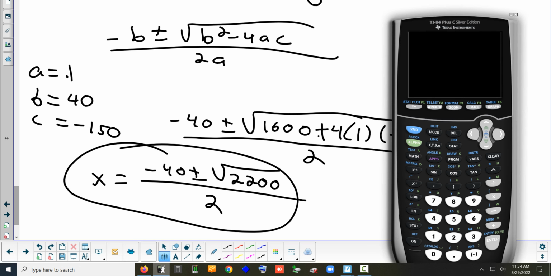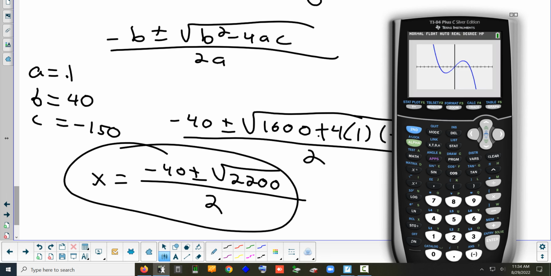Now, the quadratic equation always gives you 2 answers, but there is only one width of the sidewalk, and that's what we're solving for. So one of these answers probably won't make sense, meaning it would be negative. Let's try the first one. Negative 40 plus the square root of 2200 divided by 2. We got a positive answer, 3.45.